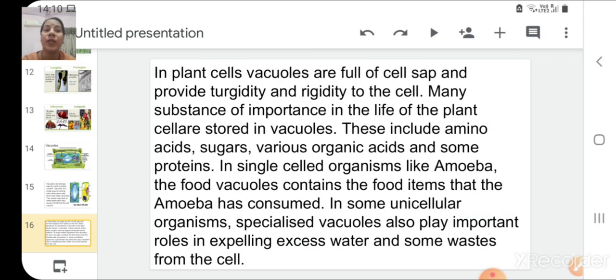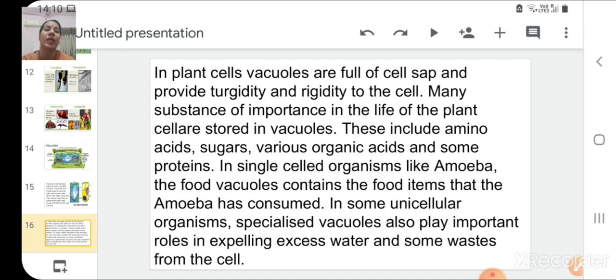In plant cells, vacuoles are full of cell sap. Cell sap means a liquid substance is present inside the vacuoles, and this cell sap provides turgidity and rigidity to the cell. Many substances of importance in the life of the plant cell are stored in these vacuoles, and these include amino acids, sugars, various organic acids, and some proteins.